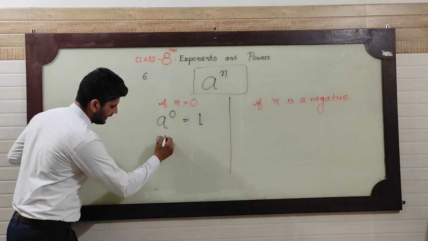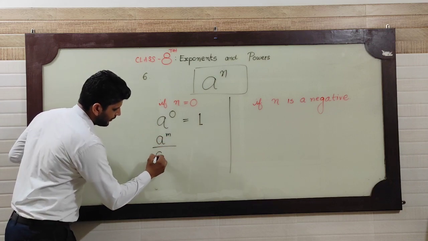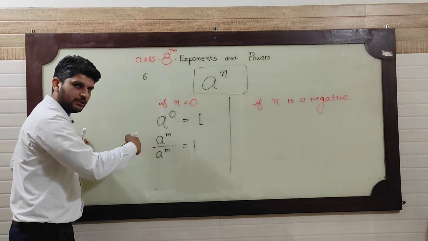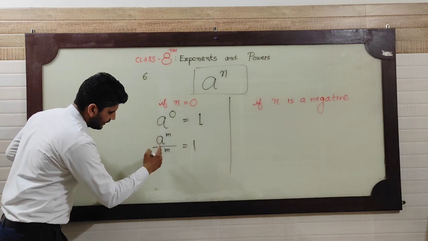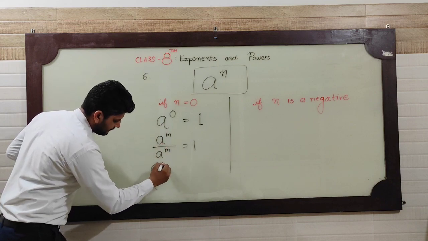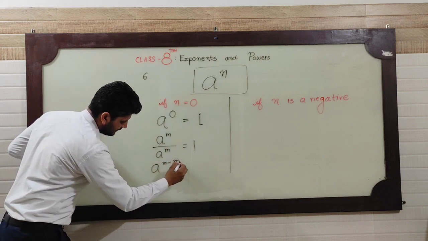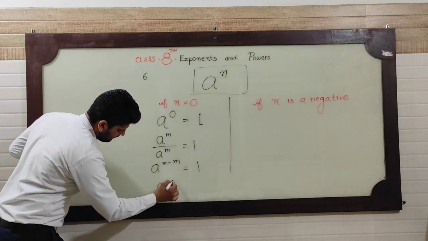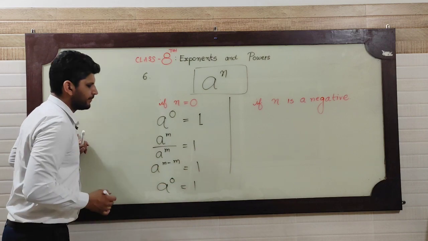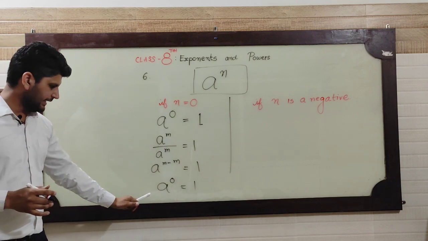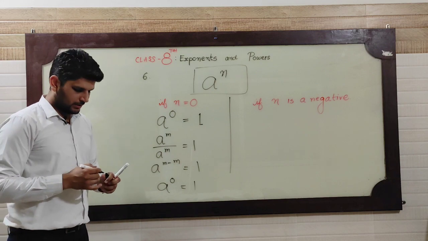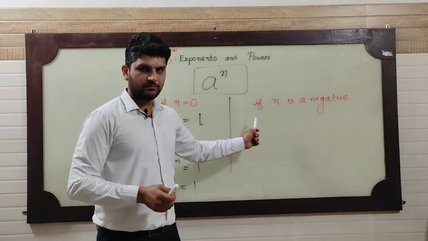Suppose we are having a power m upon a power m. We can simply write it 1 because a power m cancels with a power m, equals 1. So what is the meaning of a power m divided by a power m? It means a power m minus m equals 1. So here we can write a power 0 equals 1. Now I think you have understood why a power 0 of any number equals 1. Right, this is the second part of the same property.